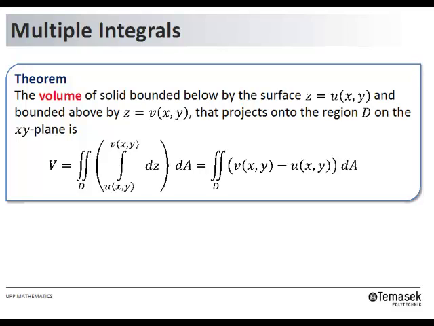This is the formula for the volume of the solid bounded between the surface U and the surface V. In this formula, V is the upper surface and U is the lower surface.